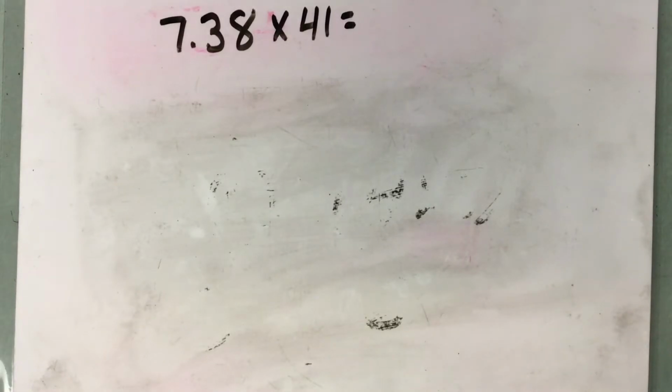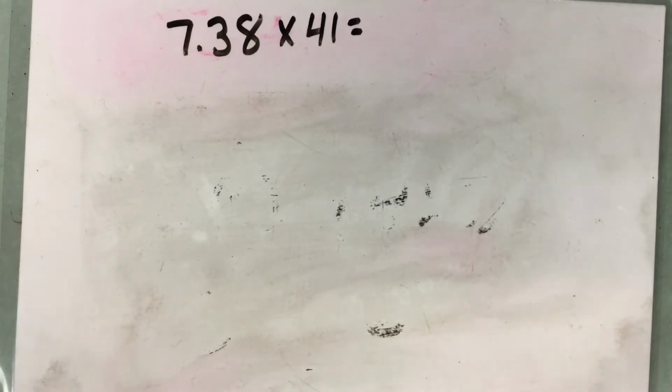For this lesson, we're going to be multiplying decimals by multi-digit whole numbers, and we're going to be reasoning about the placement of the decimal in our answer, or in our product. So let's start out with this problem, 7.38 times 41.